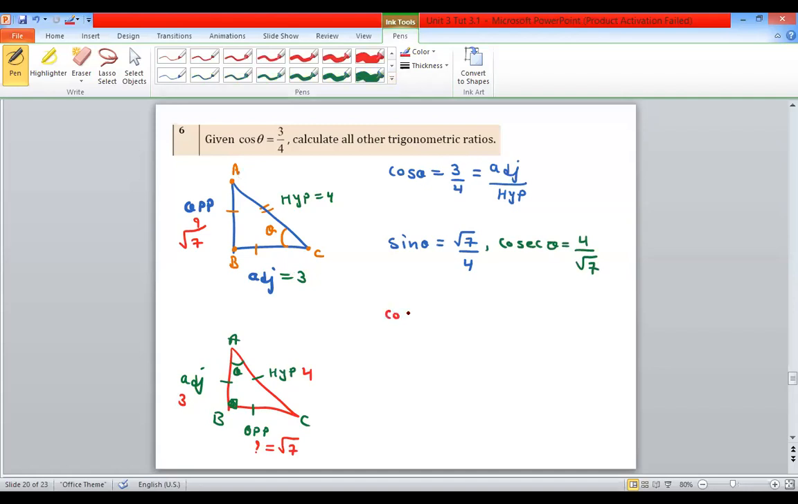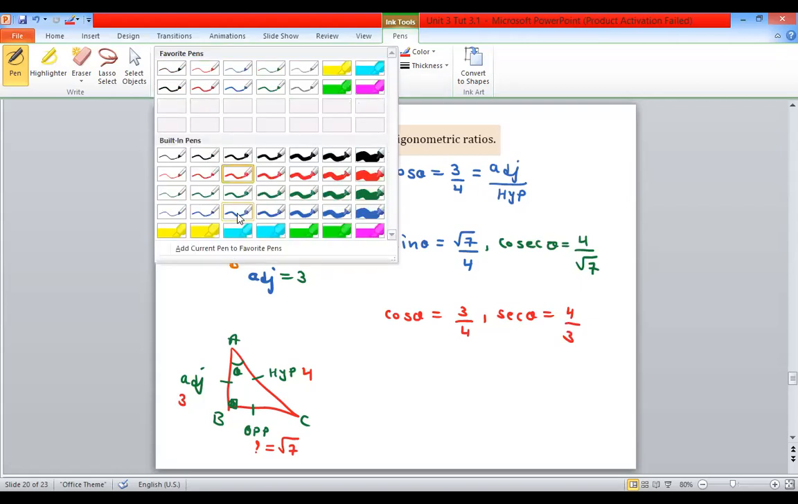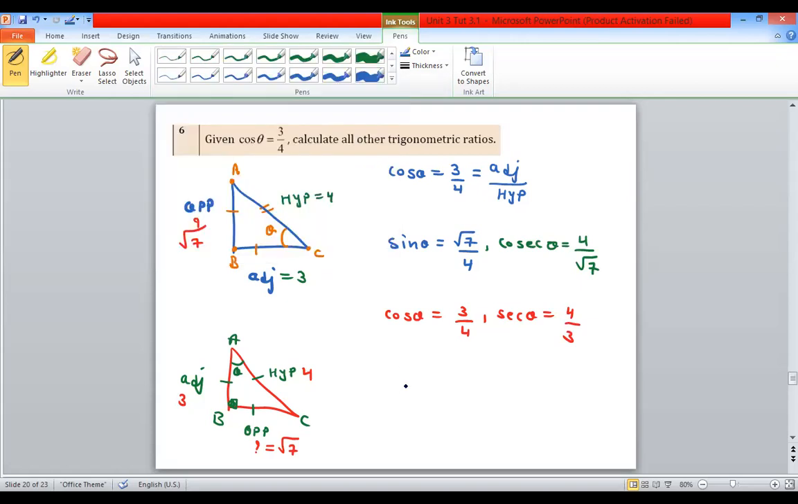This is the cos theta you have. This is 3 by 4. Whose reciprocal is sec theta. It's 4 by 3. Then directly your tan theta is opposite upon adjacent, under root 7 by 3. Cot theta is 3 by under root 7.